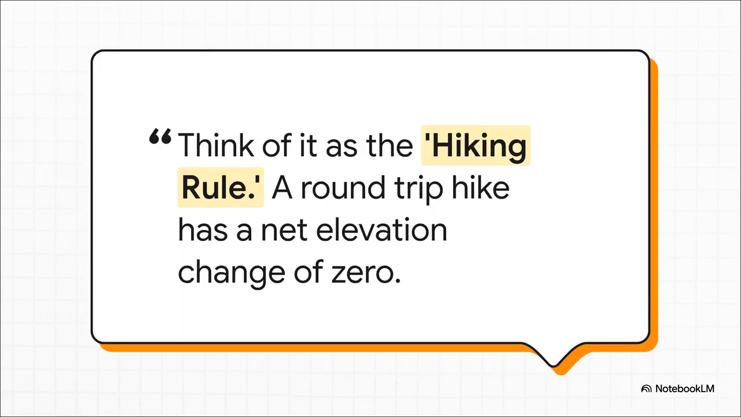To make this super intuitive, just think of it as the hiking rule. Seriously. Imagine you're going for a hike. You go up some hills, that's like a gain in elevation. You walk down into some valleys, that's a drop. But if you complete the full loop and end up right back at your car where you started, what's your total change in elevation? It's zero, of course. A closed loop in a circuit works the exact same way with voltage. It's a beautifully simple idea.